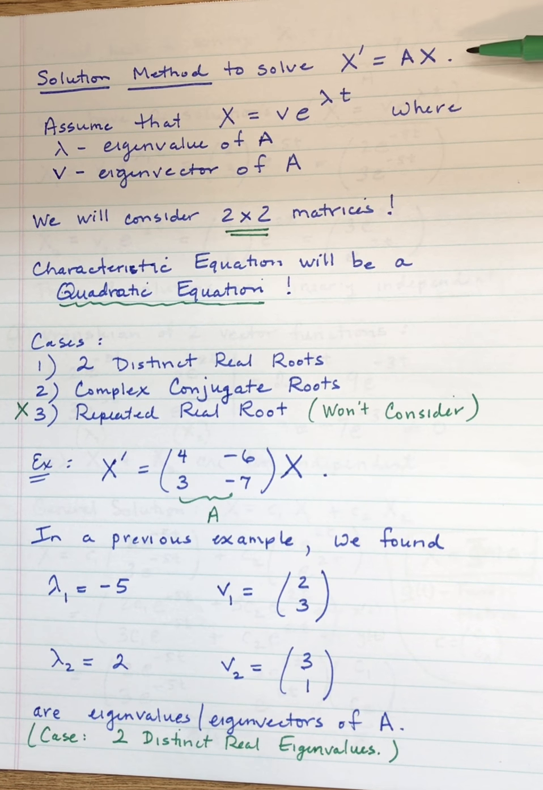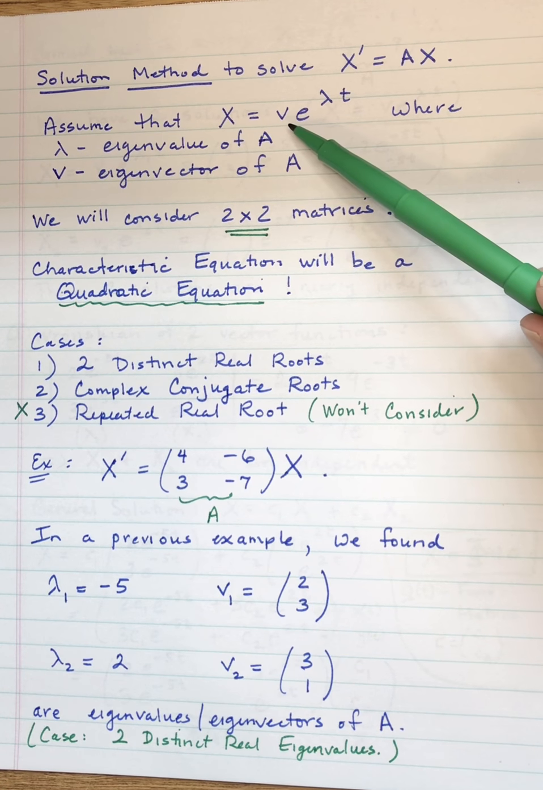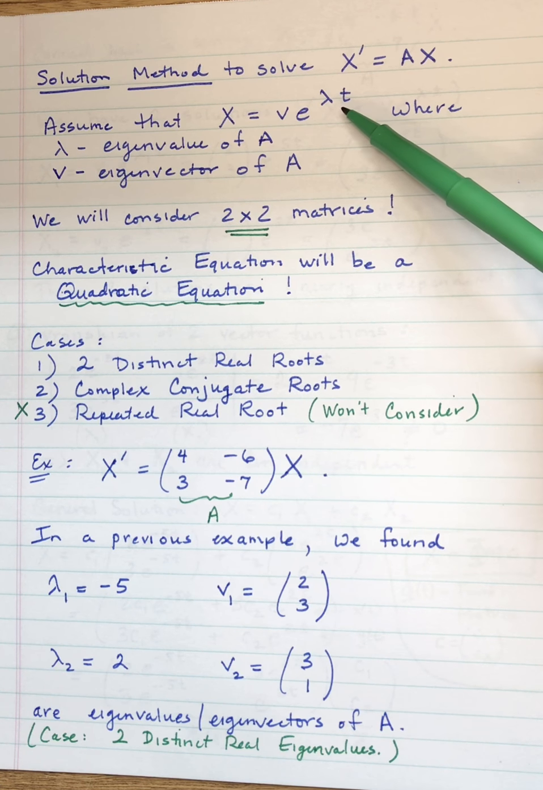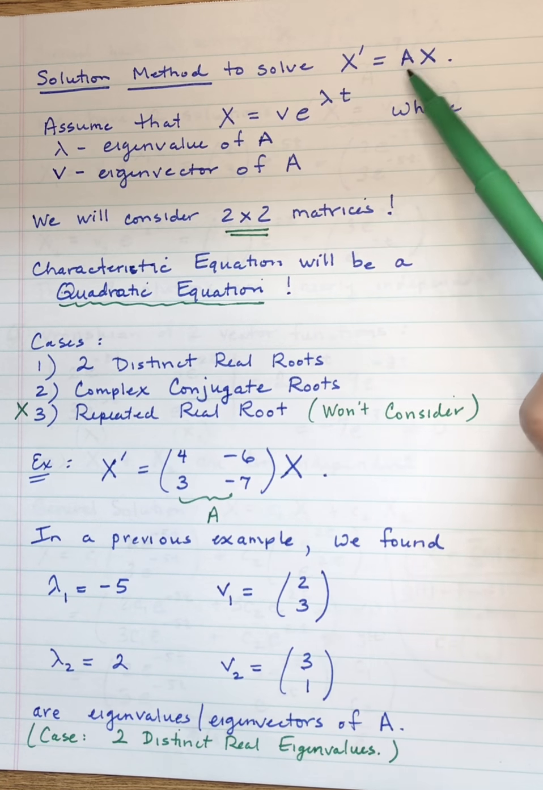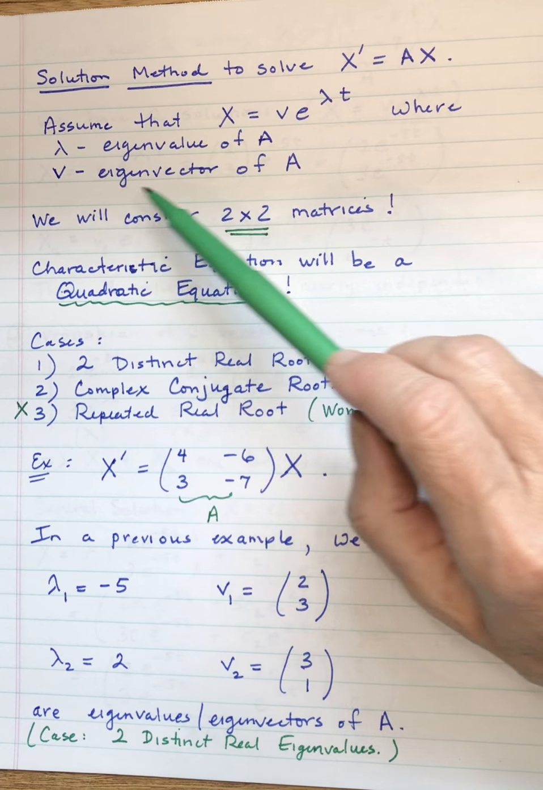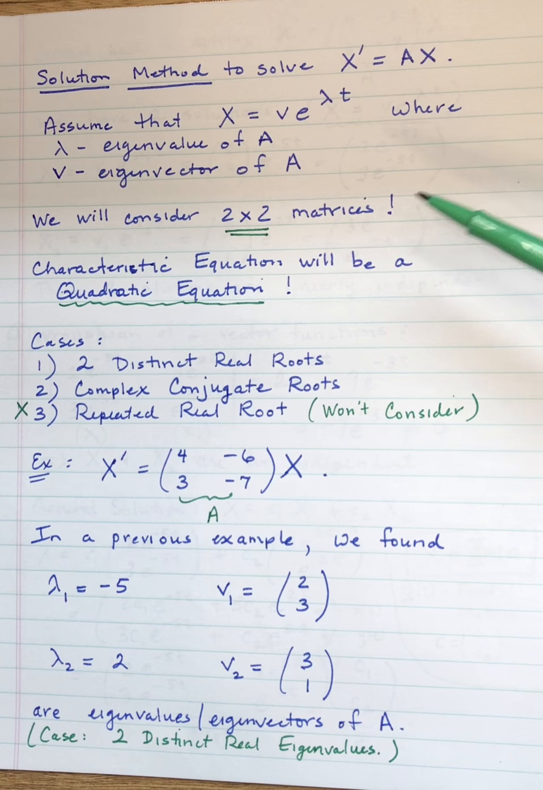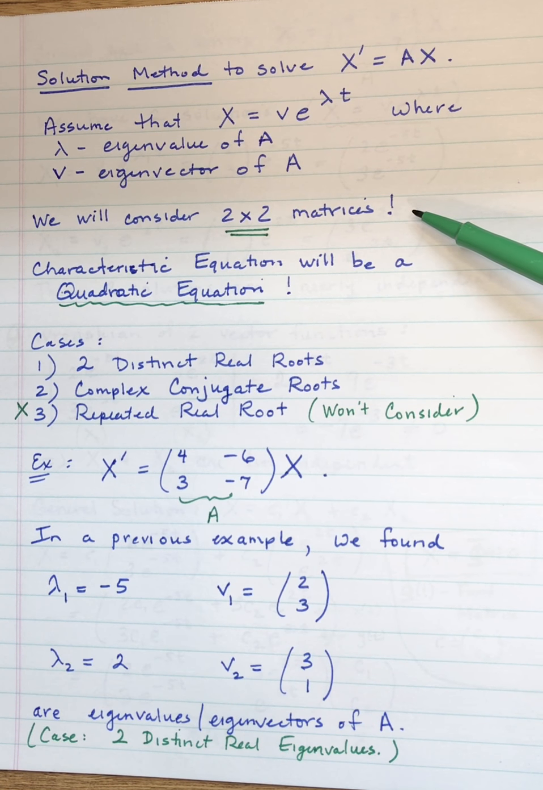Now let's recall, we've discussed this previously. So if you're trying to solve a system of first order equations, we assume that our solution looks like v e to the lambda t, where lambda is an eigenvalue of the matrix A, v is an eigenvector of A, and we've learned how to find those. Now we're only going to be worried with 2 by 2 matrices. So when we do this, our characteristic equation will be a quadratic equation.